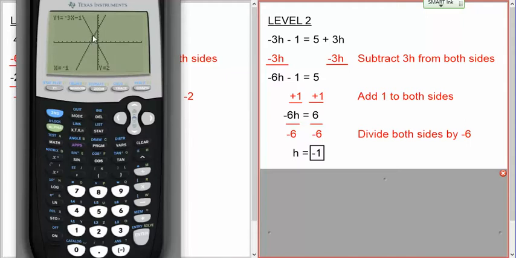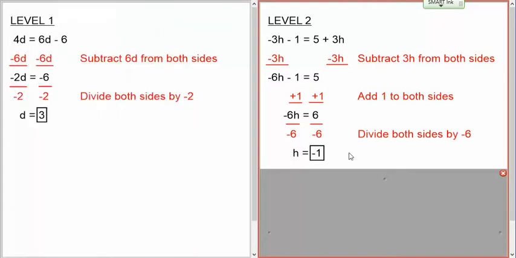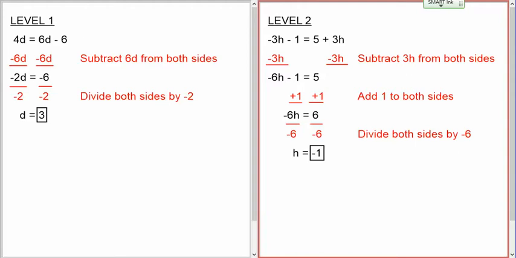Notice this one has a y-intercept of 5 with a positive slope of 3. The other one has a y-intercept of negative 1 with a negative slope of negative 3. But the key here is that they both cross each other at negative 1. So there's another way to check answers.